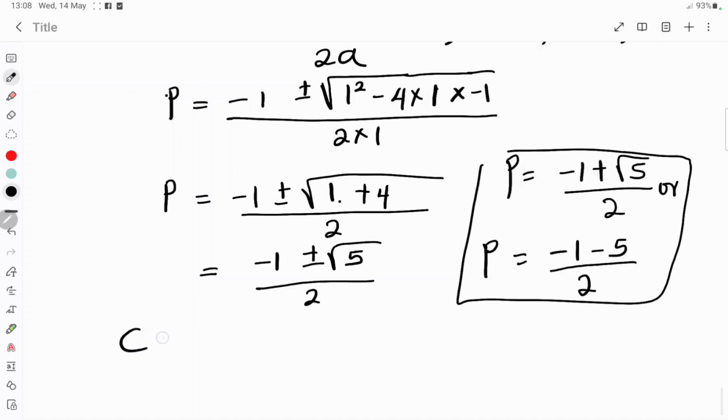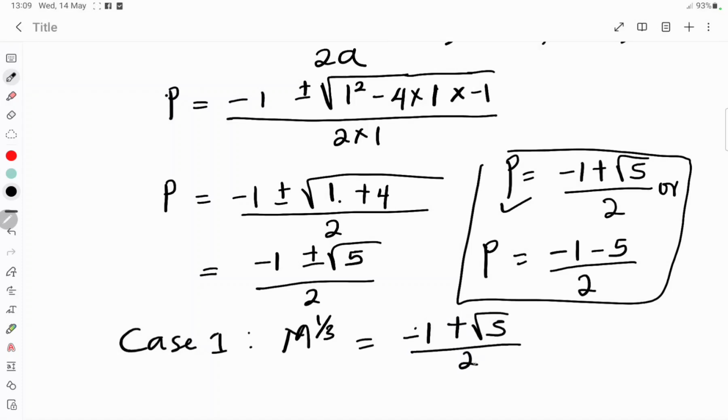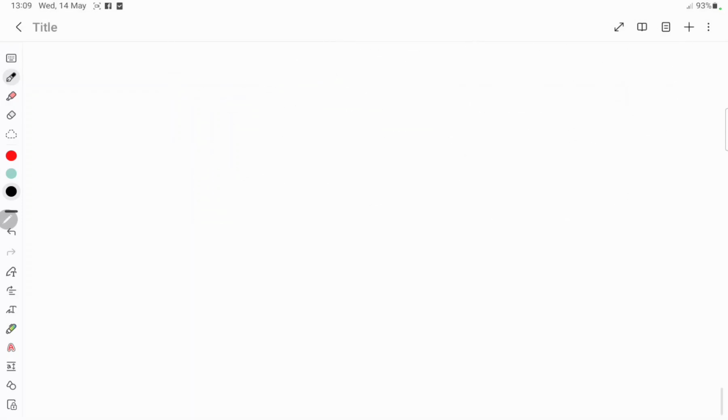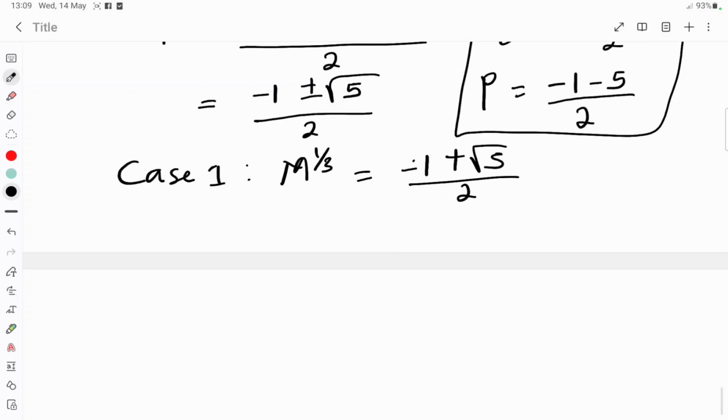So for the first condition, we look at case 1. In case 1, we can now see that m power 1 over 3 is equal to, for the first solution, minus 1 plus root 5 divided by 2. So let's look at what m will look like in that particular problem. For us to find m, we have to cube both sides, raise both sides to the power of 3.